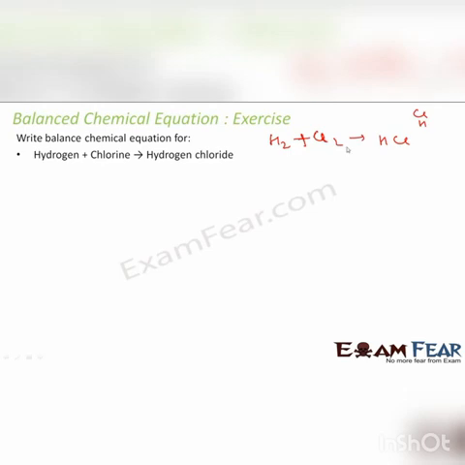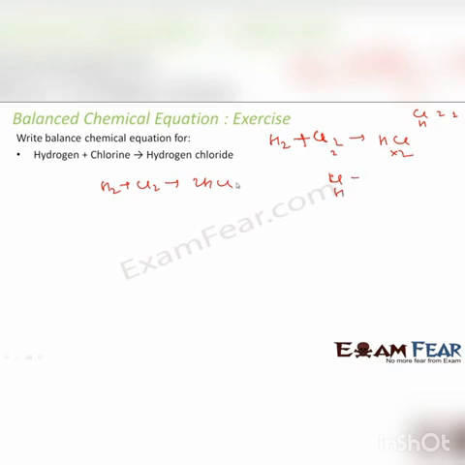So the order will be first chlorine and then hydrogen. Correct? So chlorine, if you see there are 2 chlorine atoms, there is only 1 chlorine atom here in product. So let's multiply this guy with 2. So what you get is H2 plus Cl2 is equal to 2HCl.